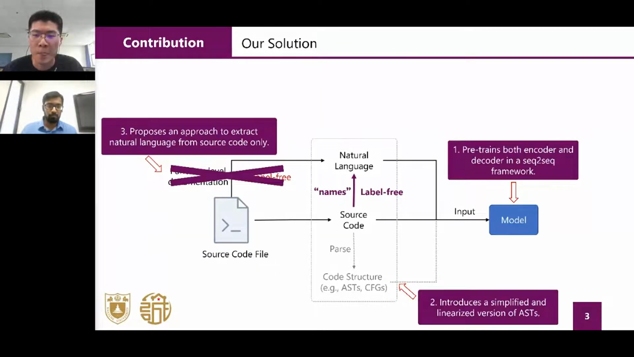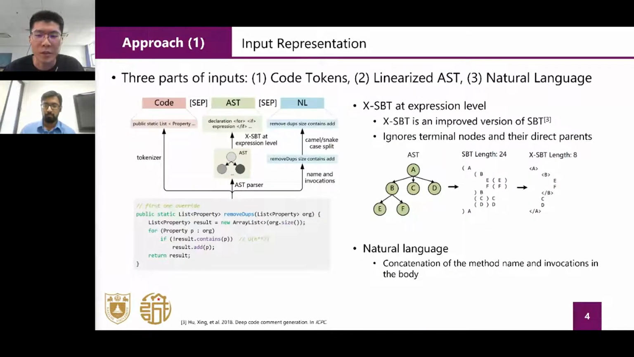Our model is based on the transformer, and our input contains three parts. The first part is the sequence of code tokens, and for the second part, we use XSBT at the expression level. XSBT is an improved version of SBT. Expression level means that we further ignore the terminal nodes and their direct parents. The last input is natural language, which is the concatenation of the method name and the invocations in the body.